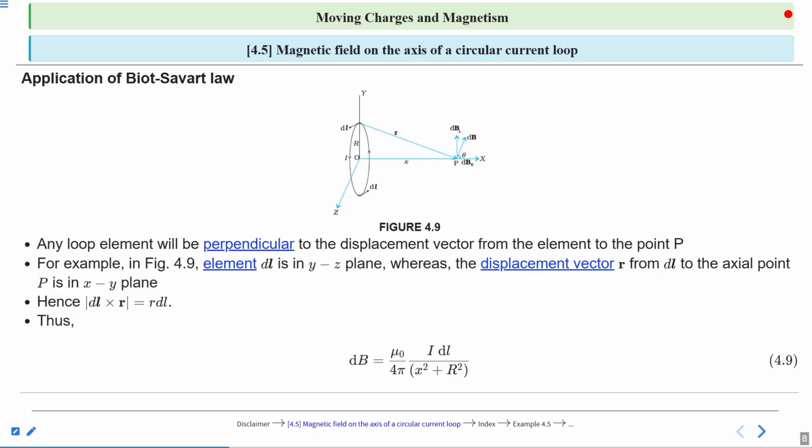In equation 4.8, what was given? dB is equal to mu naught by 4 pi, I dl cross r upon r cube. dl cross r will become r dl, and one r in the numerator will cancel with the r cube, so r square will remain in the denominator. So it will become mu naught by 4 pi, I dl upon small r square. Small r square is x square plus capital R square. So we will get equation 4.9.